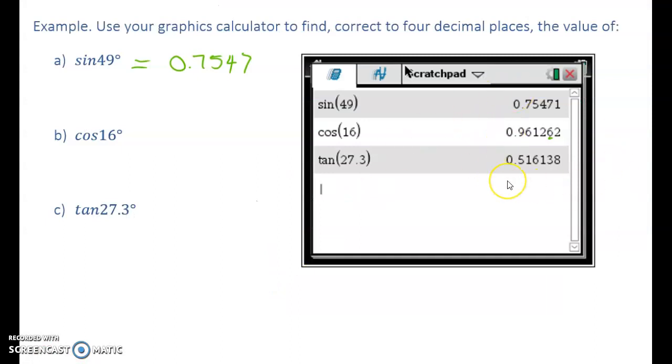All right, let's take these values and round them off. So cos 16 is equal to 0.9613. The 6 that occurs after the 2 means I have to round it up. And tan 27.3 is 0.5161. And that's fine the way it is.